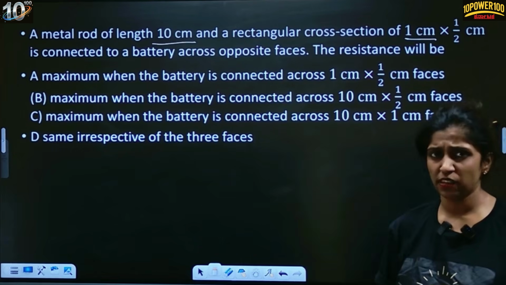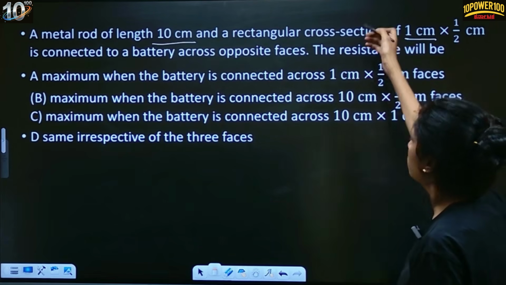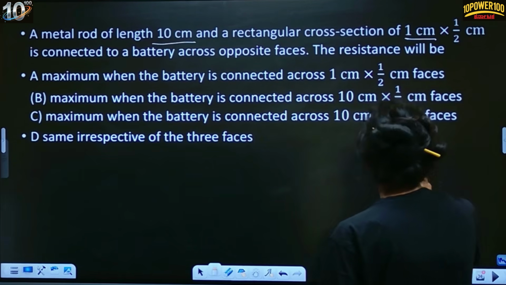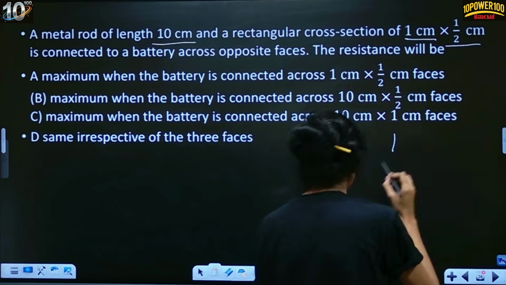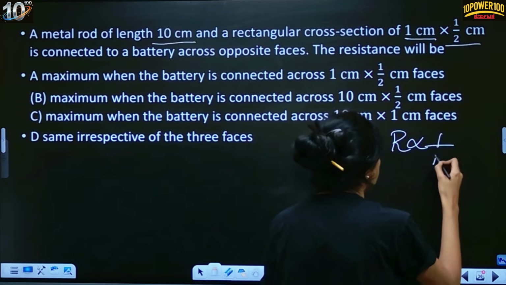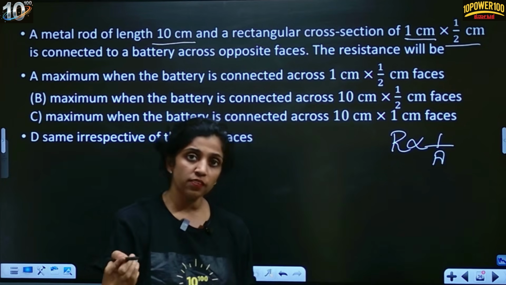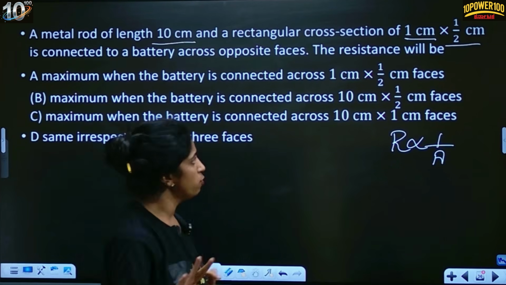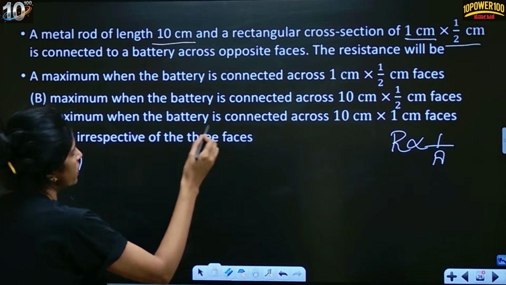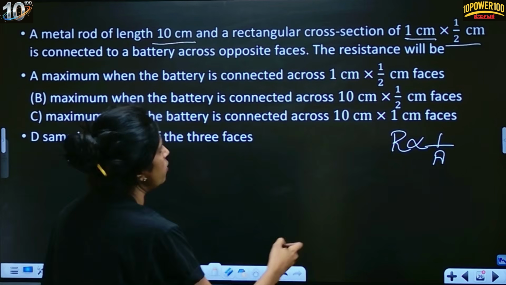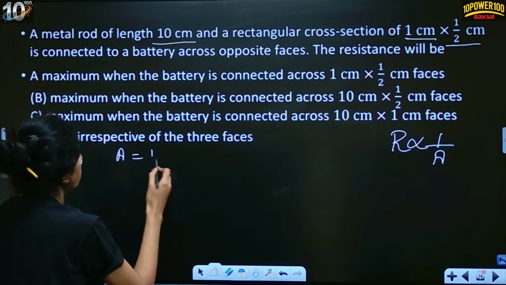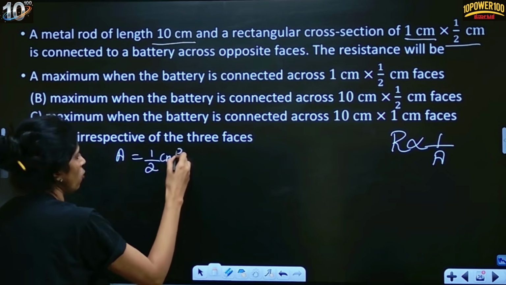A very simple question. You should be knowing how resistance depends on cross-sectional area. From 10th you're learning this. So resistance is inversely proportional to area, guys. So if area is more, resistance will be less. So you should be knowing this. So in the first option A, just check what's the area. The area is 1 centimeter into half centimeter. So the area will be 1 into half, which is half centimeter square. Okay, keep it as it is.